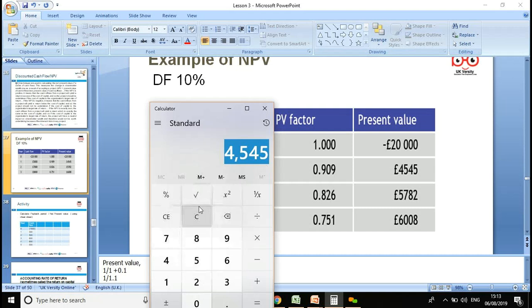So this is when you add now all these three positive figures. The second year we have the present value of the money we'll get. The third year we have the present value as well. The total is 6,008. That's my positive, yes?